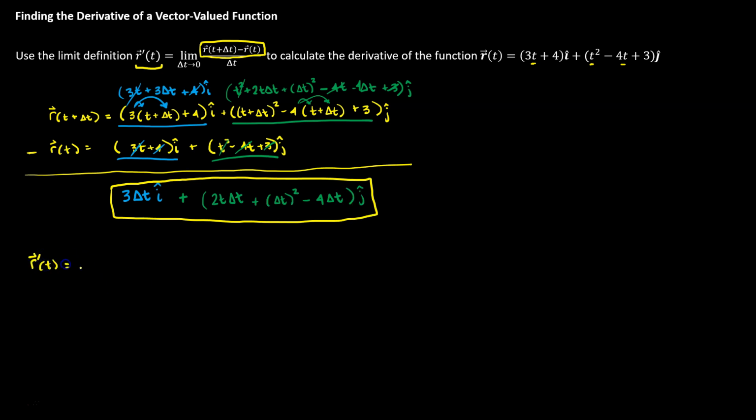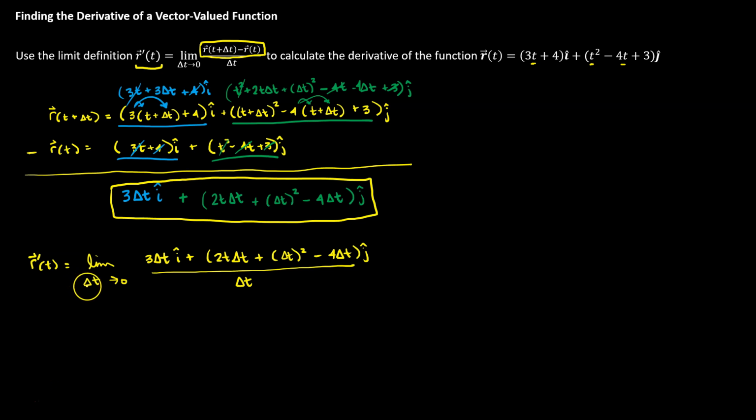So the derivative, r prime of t, has that in the numerator. And then in the denominator, we just have the delta t. And of course, we have our limit where delta t is going towards 0. This is where what we learned in the last section will help us out.